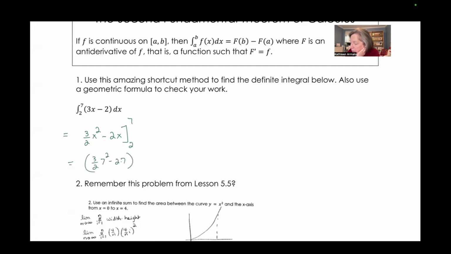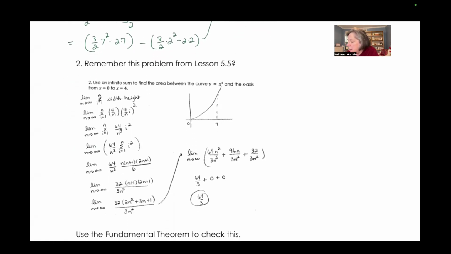Okay, I'm plugging in 7 for the x values. Then it's minus, and then I plug in 2 for the x values. If you do that math, you'll end up with 147 over 2 minus 16. I trust you guys can do the math.